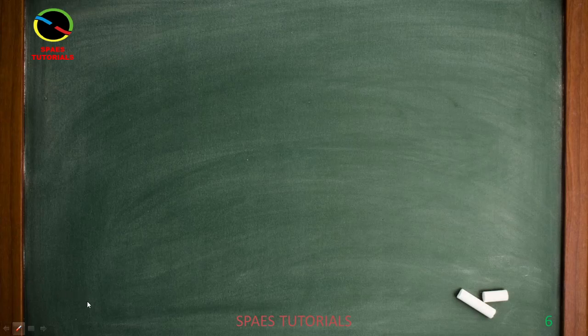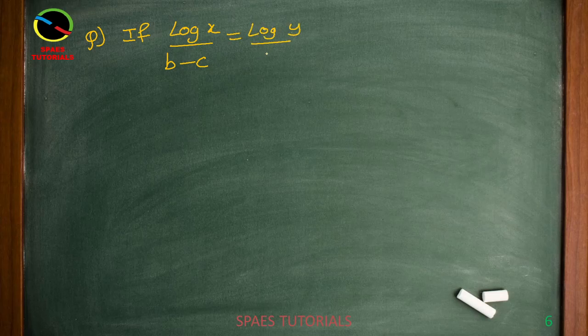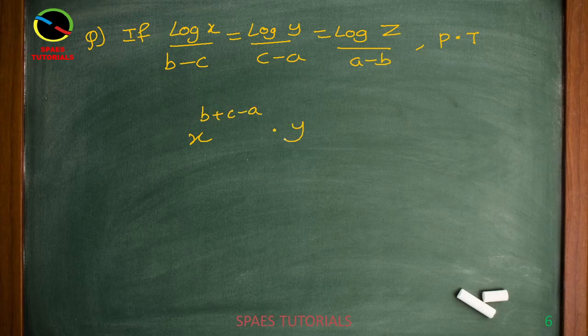Let me write the question in different ink. If log x by b minus c is equal to log y by c minus a, that is equal to log z by a minus b. Now he is asking, prove that x power b plus c minus a into y power c plus a minus b into z power a plus b minus c is equal to 1.